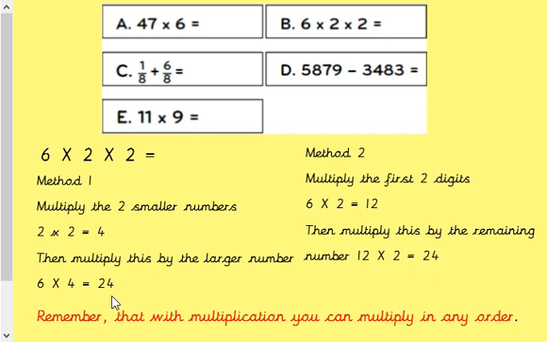6 4s are 24. The second method would have been to multiply the first 2 digits. So we would say 6 2s are 12, and then multiply your answer by the last digit. In this case, double 12 is 24. Your choice as to which one you prefer. And all I've put at the bottom here is just to remember that with multiplication, you can multiply in any order. It's commutative. So you can choose which way round you want to do that question.